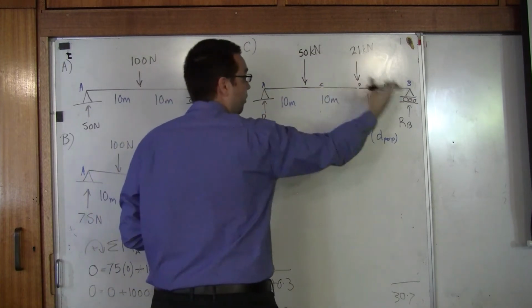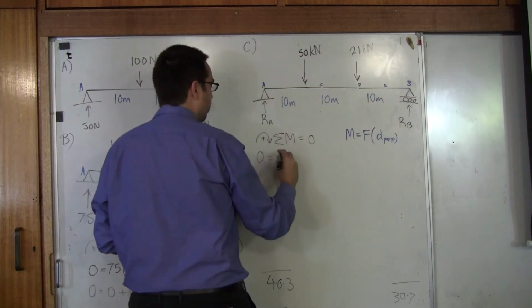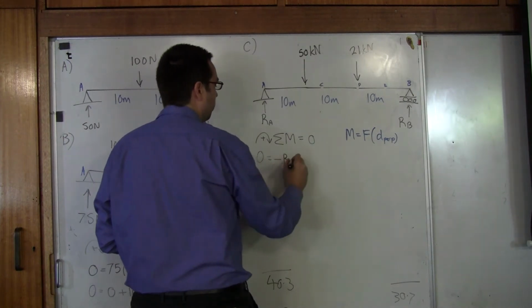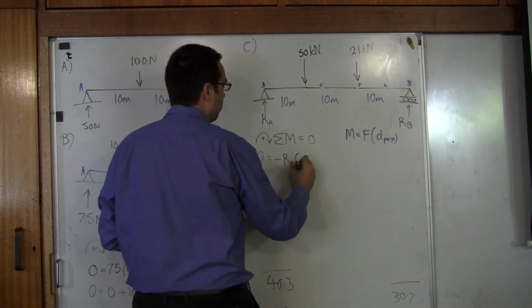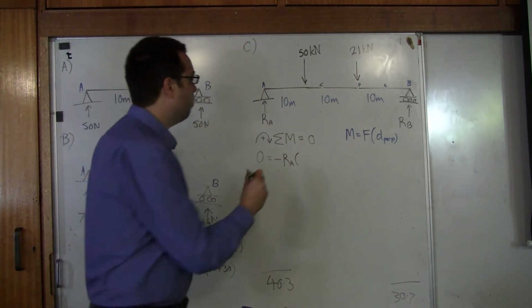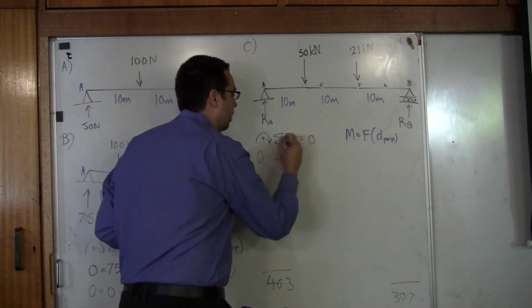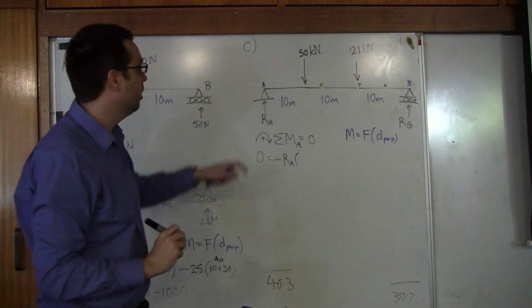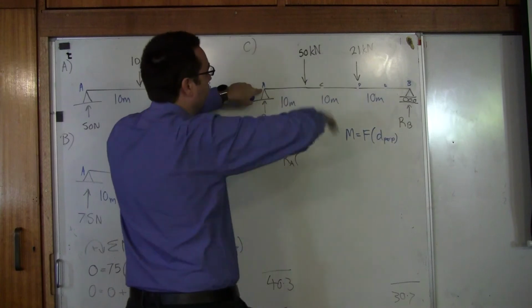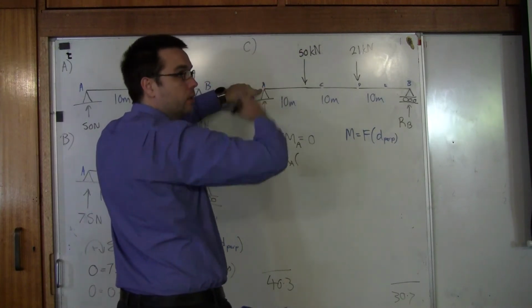1, 2, 3, 4 forces. Our first force is RA. Now I'm going to write a minus here because I don't know if RA is going to be positive or negative yet. RA, I don't know if it's clockwise or anti-clockwise. Now, measured from point A, which direction is RA going, clockwise or anti-clockwise?